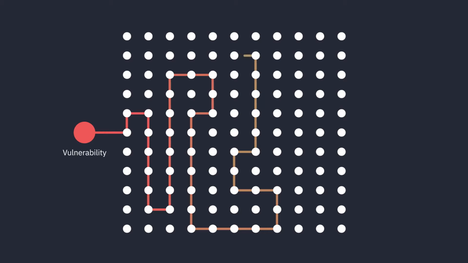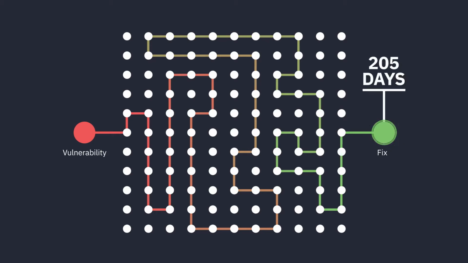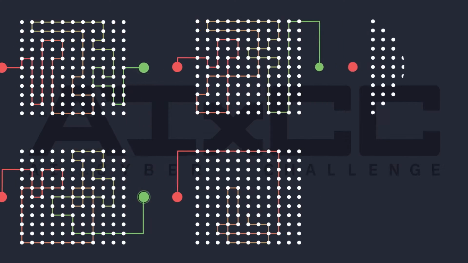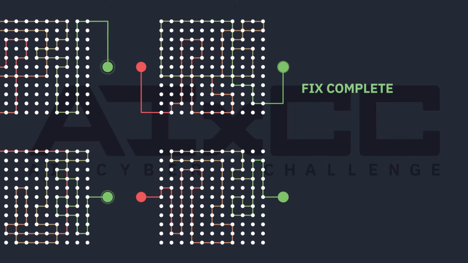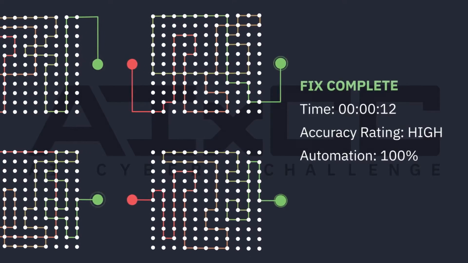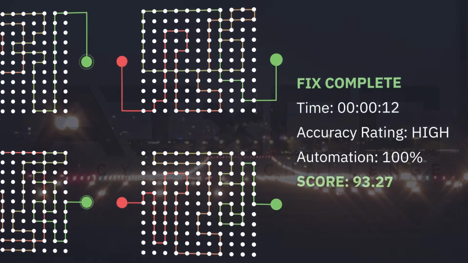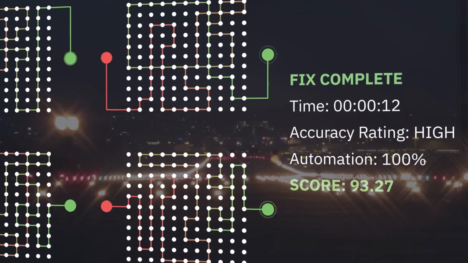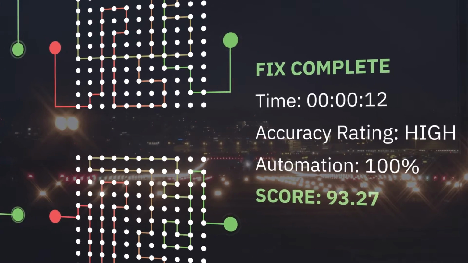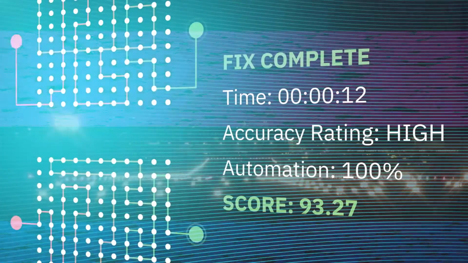Whether for consumer products or critical infrastructure, vulnerabilities are pervasive in today's software development life cycles. Fixing each one can take an average of 205 days. The AI Cyber Challenge aims to accelerate the development of technology that can find and fix vulnerabilities quickly, accurately, and without human intervention. Scoring the AI Cyber Challenge plays a key role in ensuring competitors develop these systems to integrate into the real world, not just in a competition.